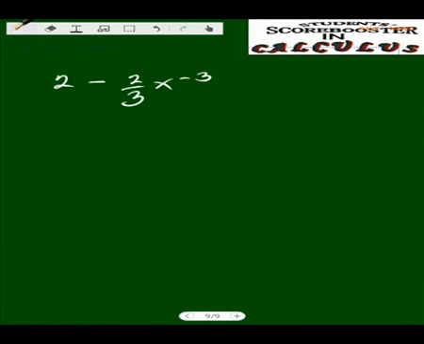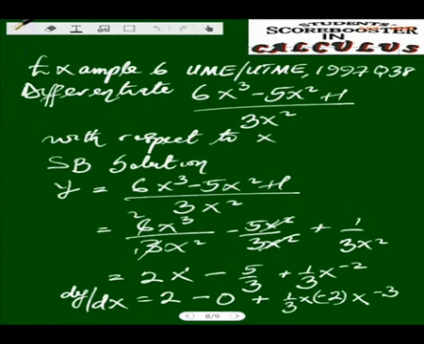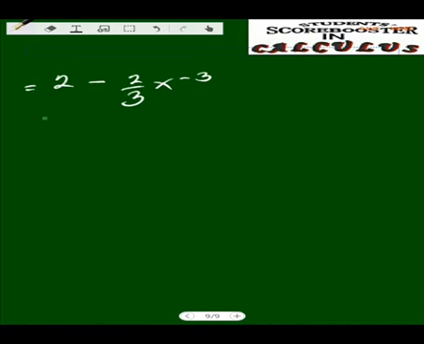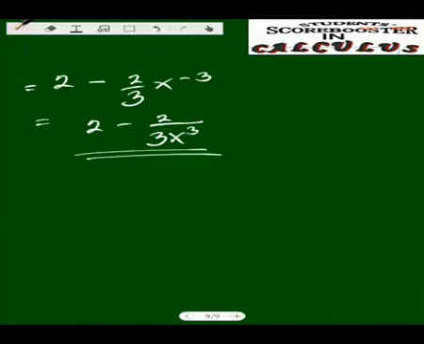Okay, so I hope everything is in order. So you can now put the answer in this form: 2 minus 2 over 3x raised to power 3. You just bring down the x raised to power 3. So this will be your final answer. You can see how interesting questions in exams are. Once you have understood the basic principle, it should be very easy for you.